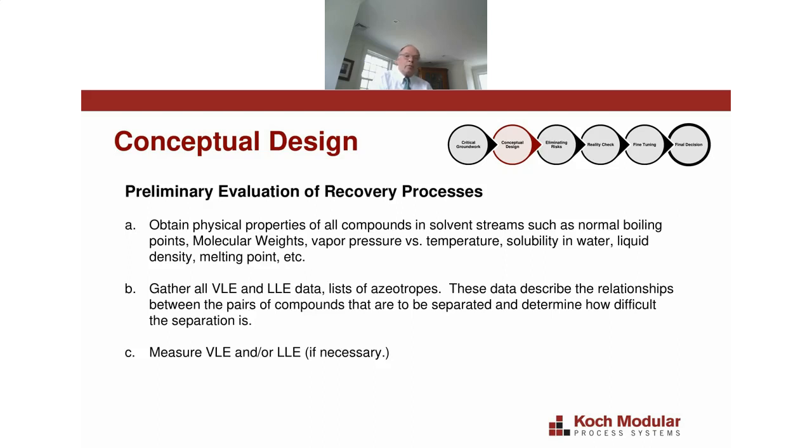We look to see if we have azeotropes, for example, constant boiling mixtures. And the VLE and LLE data describe the relationships between the pairs of compounds that we're trying to separate and tell us how difficult the separation is. If we don't have adequate vapor-liquid equilibrium and liquid-liquid equilibrium data, again, as I mentioned, in our pilot plant in Houston, we have the equipment and the experience necessary to measure that data, which would then allow us to do process simulation work.